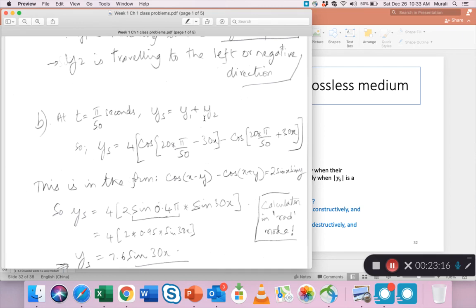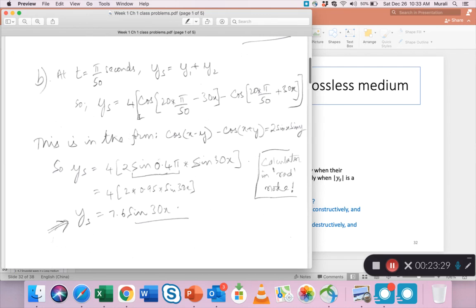which is the sum of y1 plus y2. So for ys, you plug in this value. We don't know what x is, so we just leave that. We have to solve for x actually. So you get this expression, and this is in the form cos(x minus y) minus cos(x plus y), and that in trigonometry is 2 sine x sine y, right? You know that. So ys can be written in terms of a sine function as this.